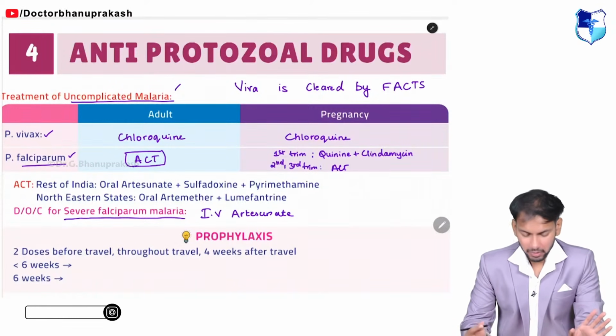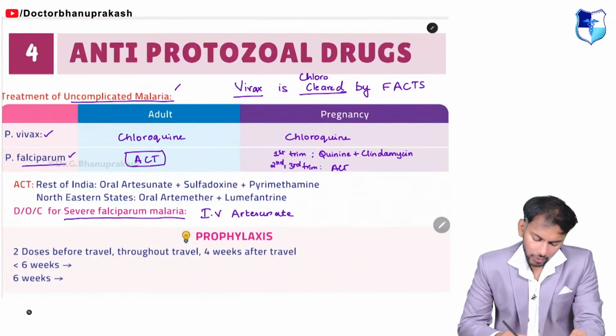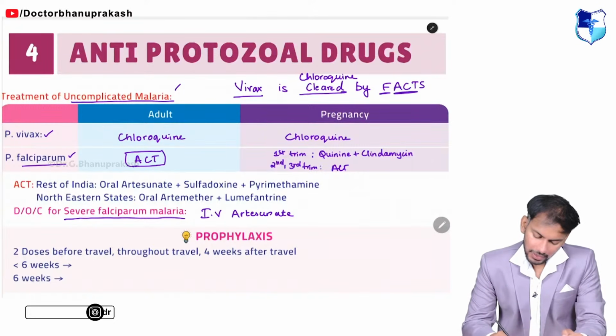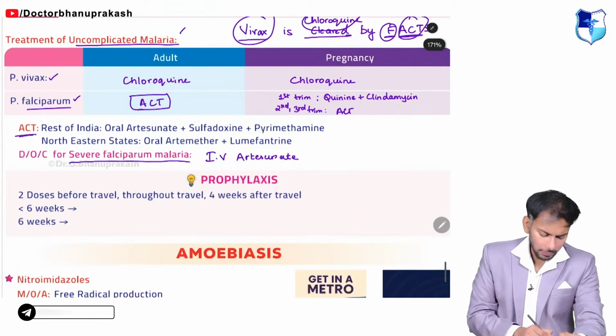So, this is how I remember. Viva means Vivax, C is for chloroquine. So, Vivax is chloroquine. Facts. F is for falciparum and ACT is for ACT therapy. So, falciparum, ACT therapy, Vivax, chloroquine. That's all. Done. Now, coming to the ACT therapy.